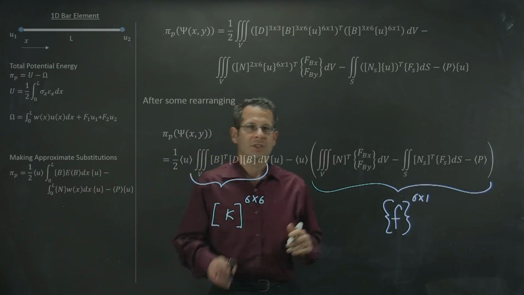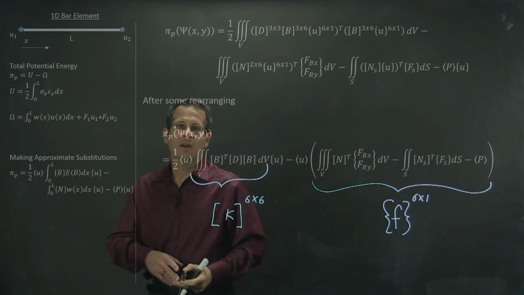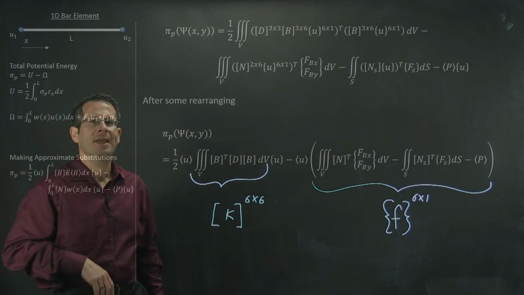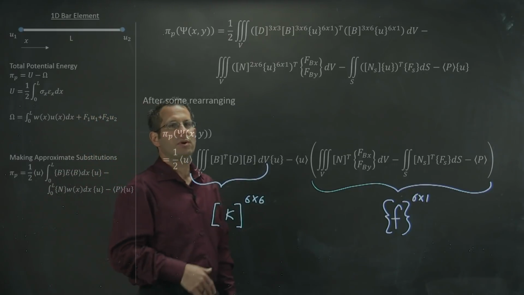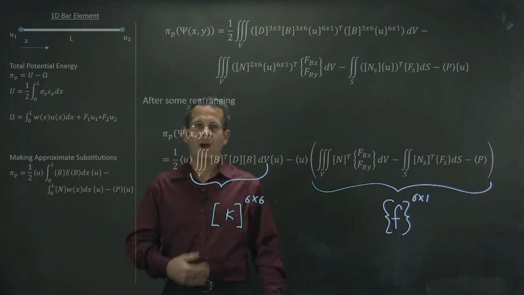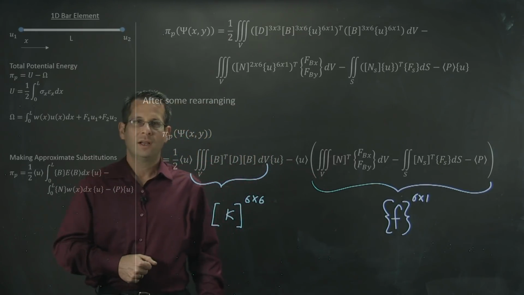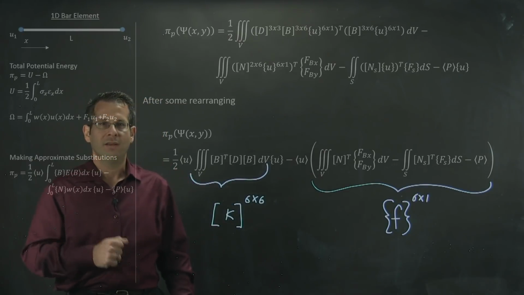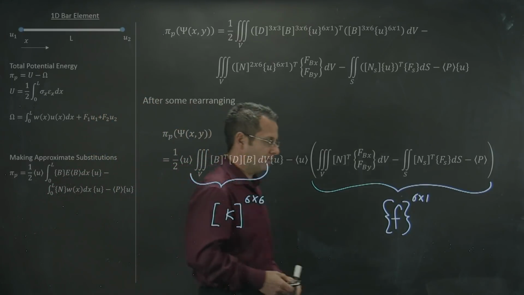All right? So now that we have our expression for our total potential energy, in our next video, we will apply the principle of minimum potential energy to find our final form of our finite element method for a 2-dimensional triangular element.